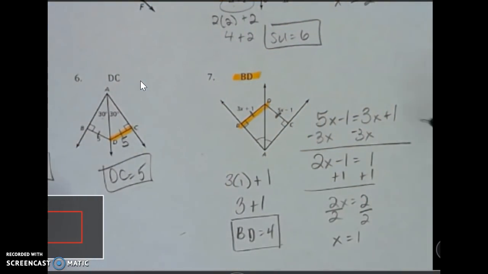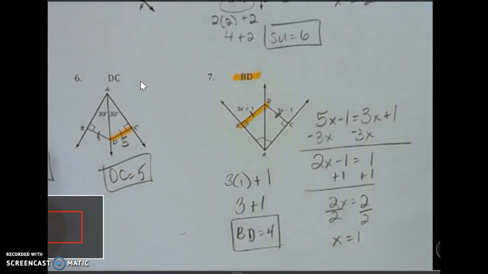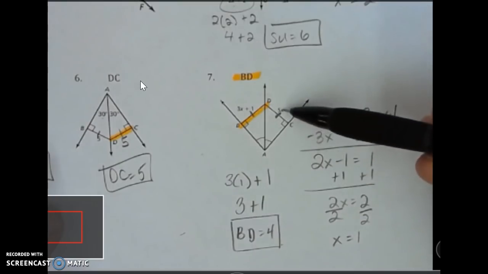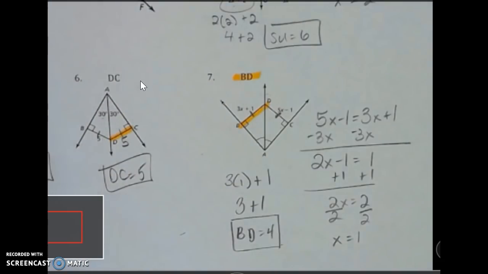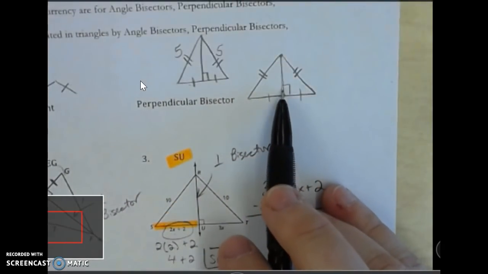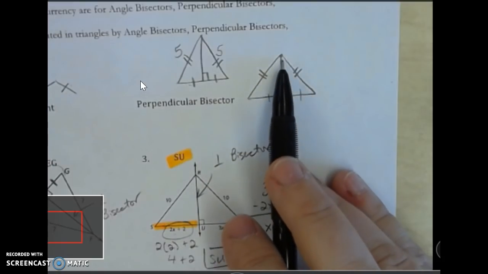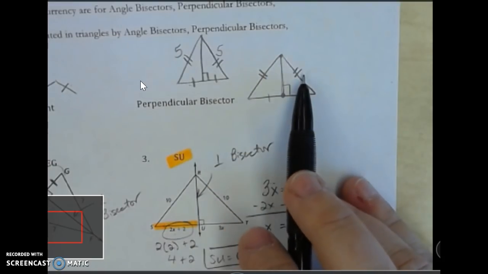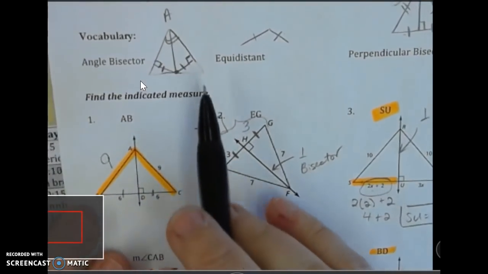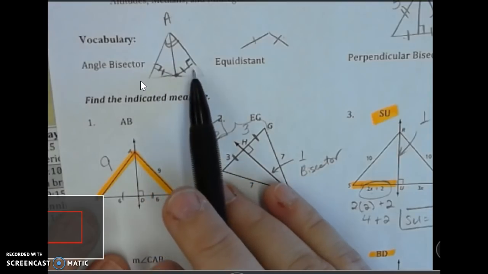If I asked you to find what DC is, you should recognize that those have to be equal, so DC is also 4. You could take the time and plug in 1 here, but 5 times 1 minus 1 is just 4, so there's really no need. So the big thing to know for perpendicular bisectors is if you have a perpendicular bisector, then the sides that come off the perpendicular bisector are congruent. And then the same thing here. If I have angle bisectors, then the sides that are perpendicular that come off are equal.